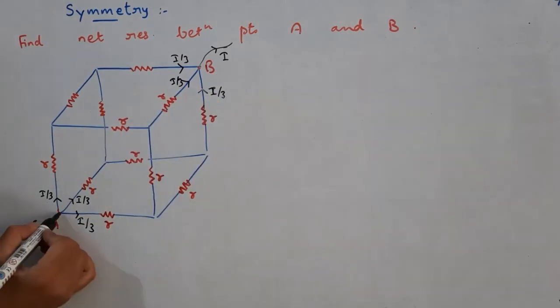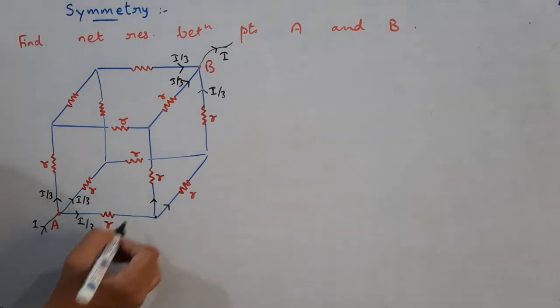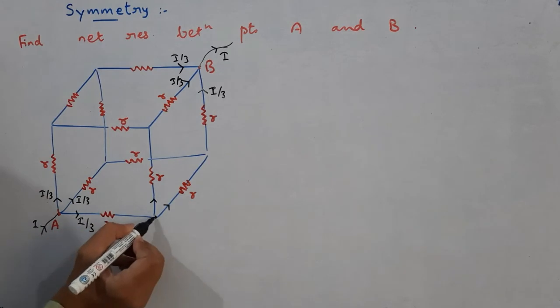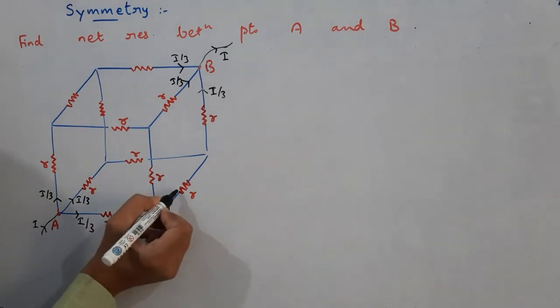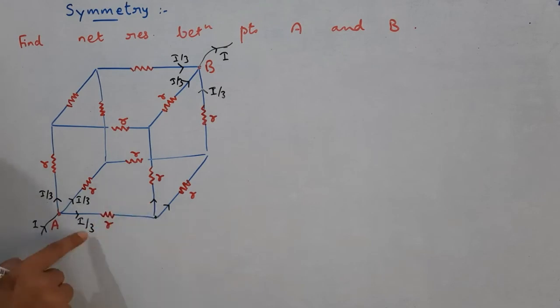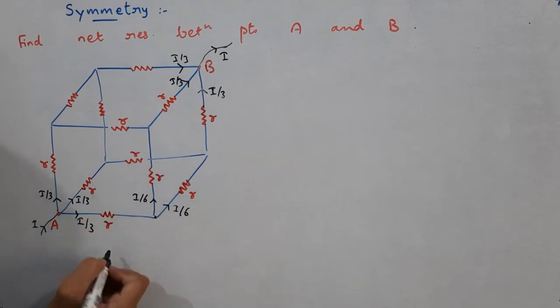Now concentrate on this I by 3. At this point it has to divide further into two parts. Again we use the same concept. Here the current is I by 3. That I by 3 current has to divide into two parts and it has to divide equally. So it will become again half and half of this value. What is half of I by 3? It becomes I upon 6. This becomes I upon 6.